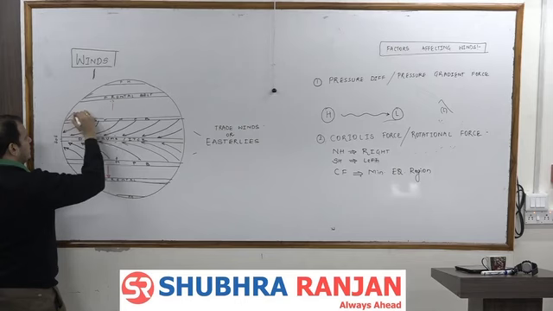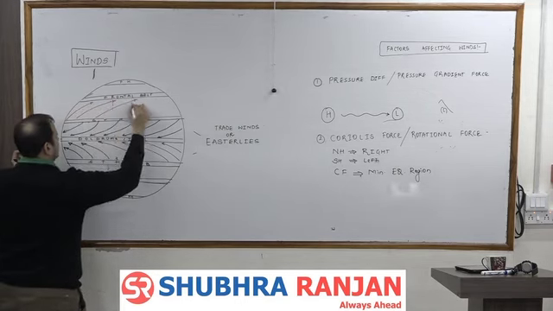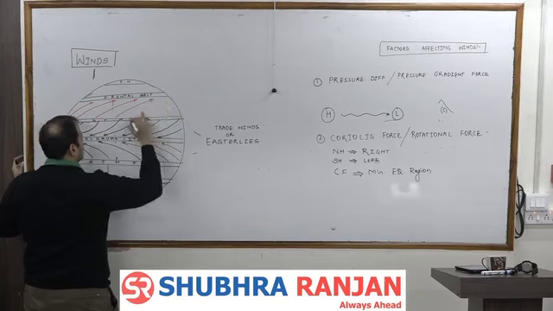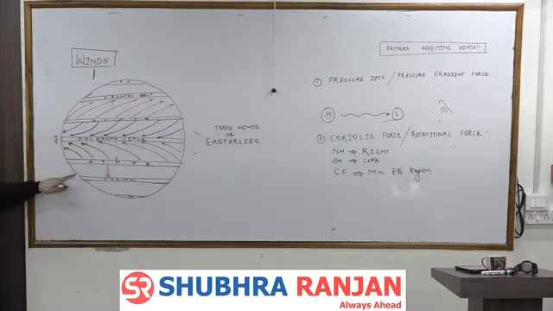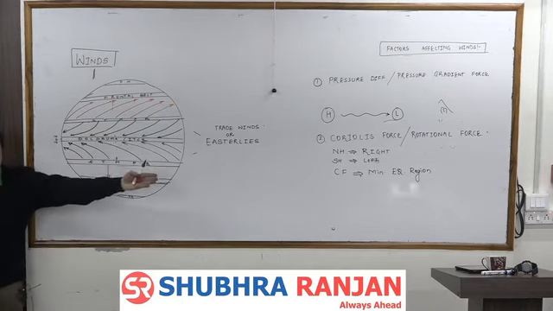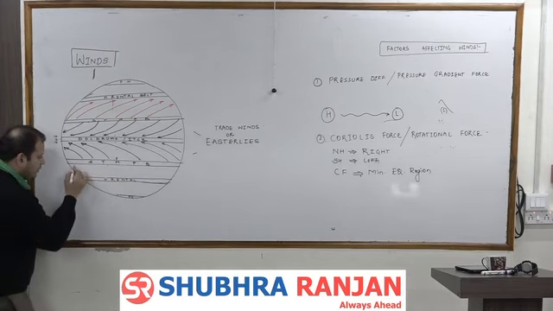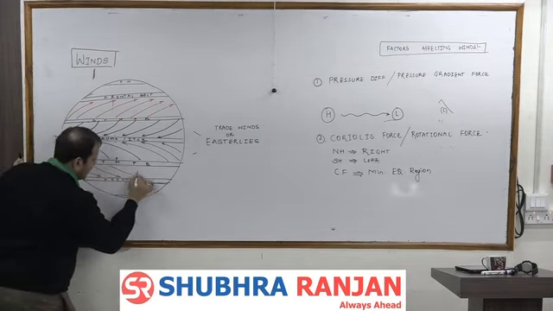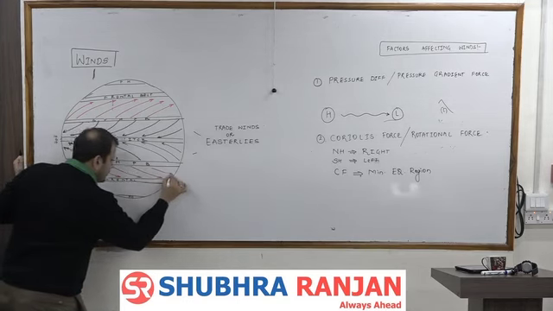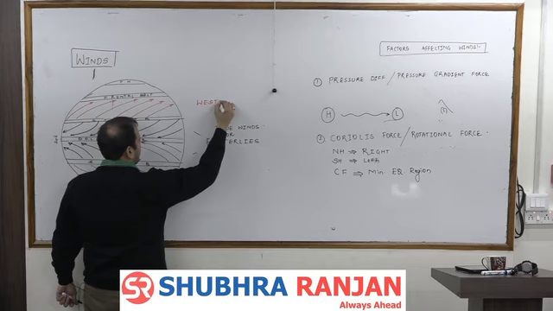So as a result of this, it will get deflected to the left hand side, facing me, my left hand side. Our arrow कौन से direction में? So it will get deflected to the left. And therefore, these winds are known as westerlies.